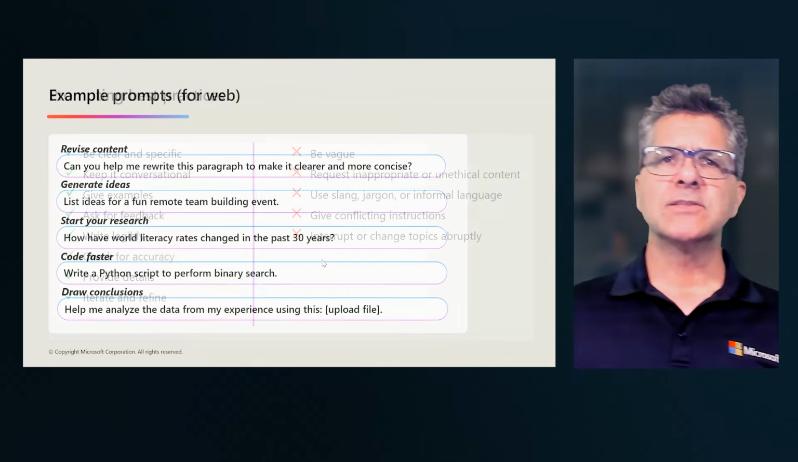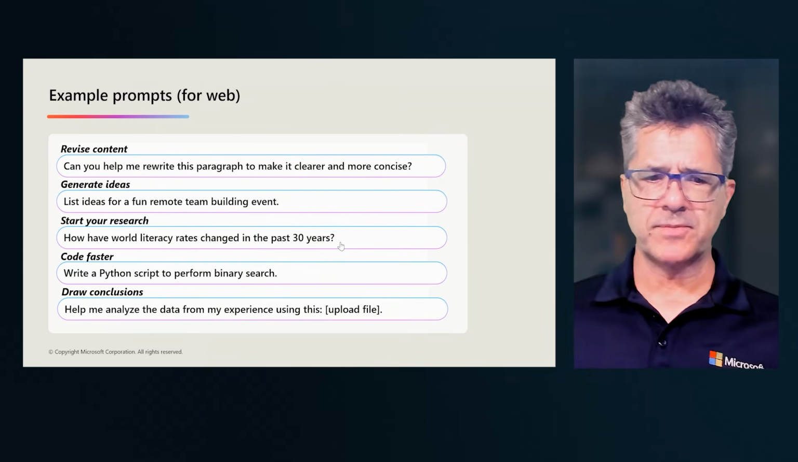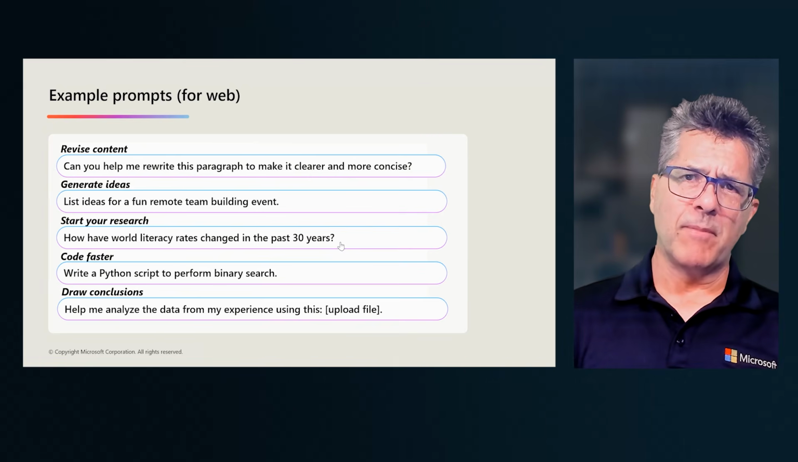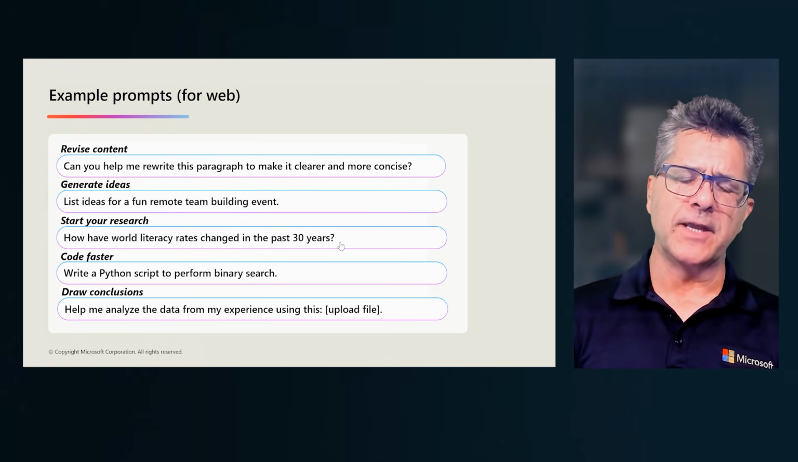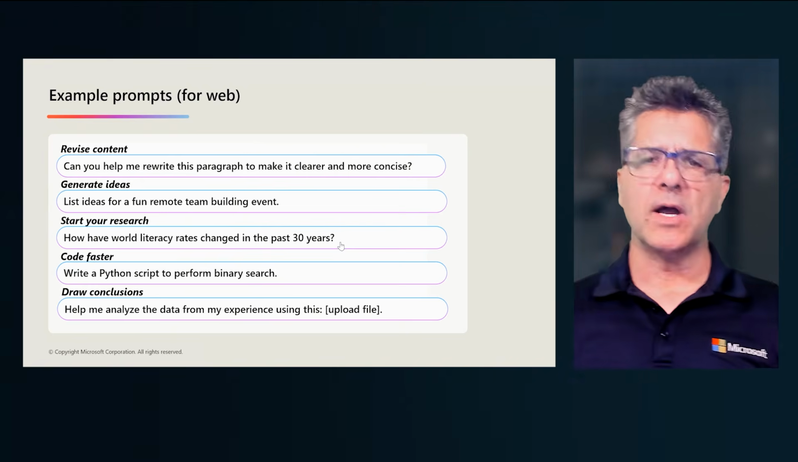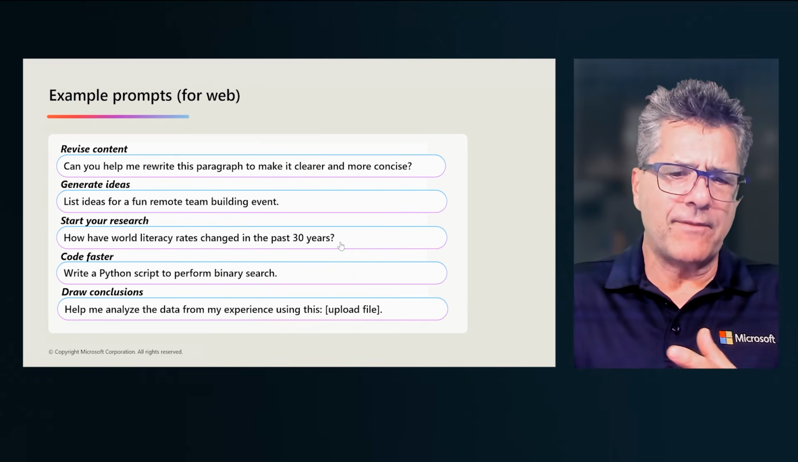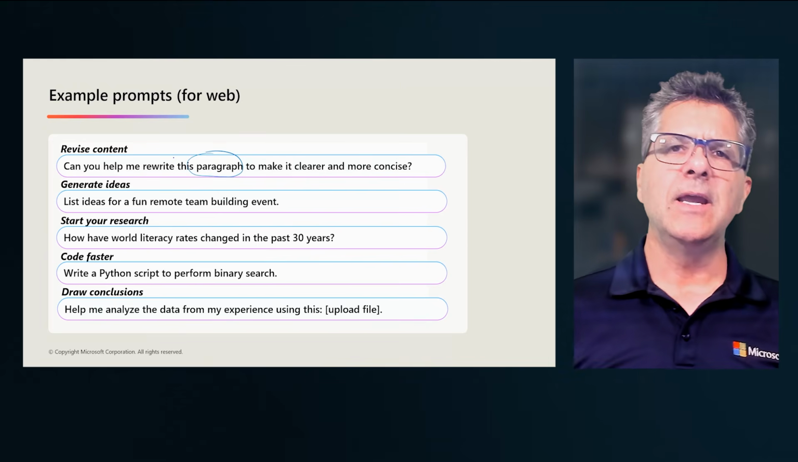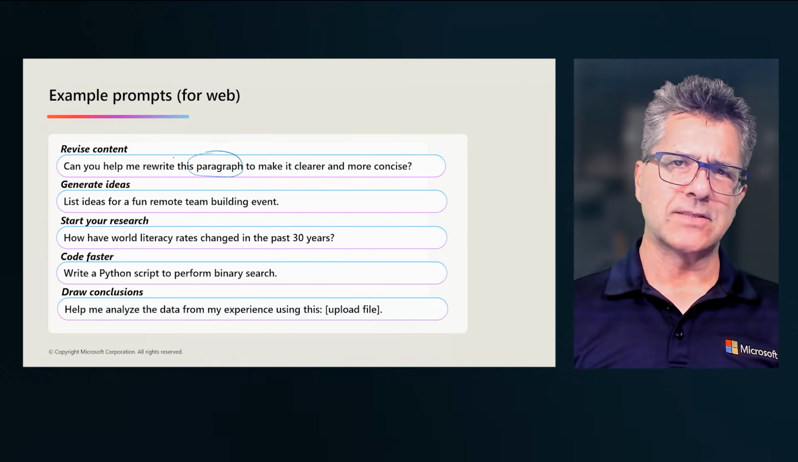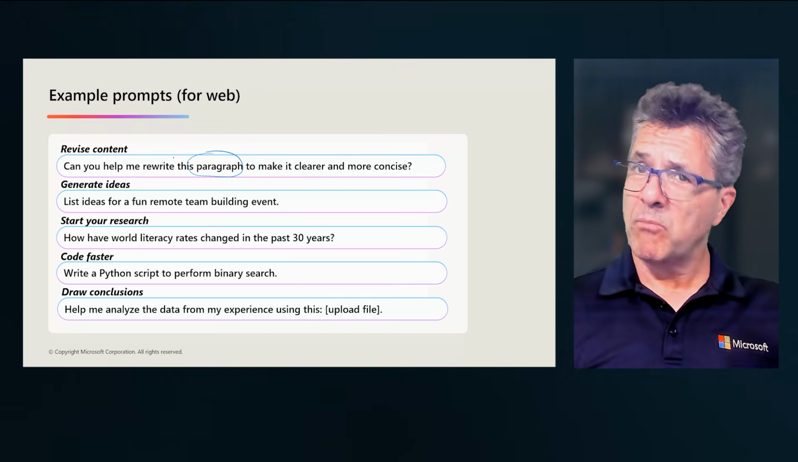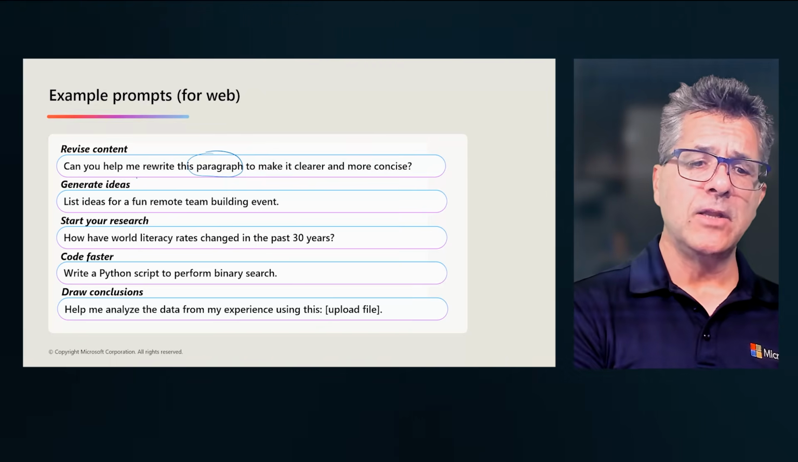With that, let's talk about some sample prompts. A good example, if I am going to use Copilot Chat in the web interface, is to revise some content. I may have a paragraph, and I can paste that paragraph in my prompt area and ask Copilot to make it more concise, more effective, more formal.